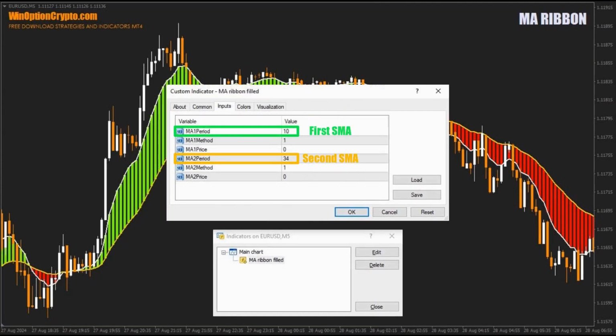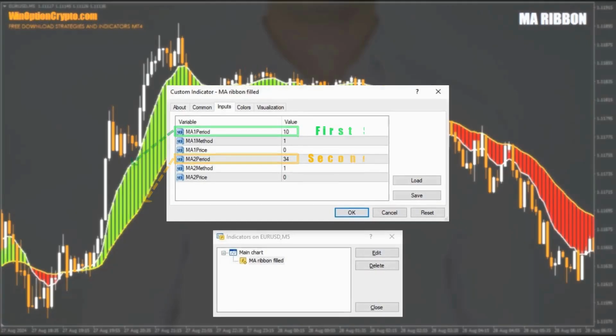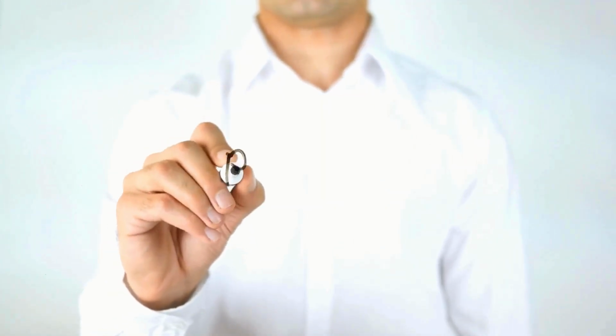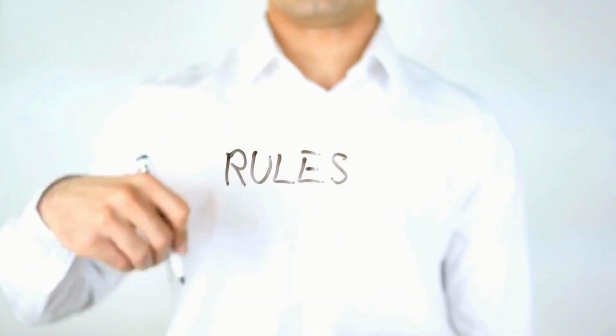The MA1 period parameter is responsible for the calculation period of the fast-moving average, and the MA2 period, respectively, for the period of the slow-moving average. You can also configure the method for calculating averages and the type of prices on the basis of which they are calculated. Now let's look at the rules for trading binary options using this indicator.